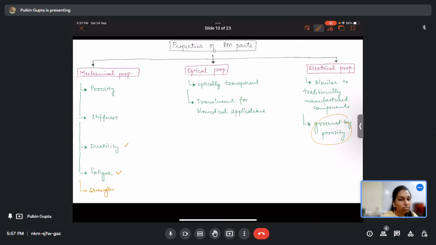So, different materials and their additive manufacturing aspects, their properties, how they can be processed using different techniques were discussed in this week's lecture.